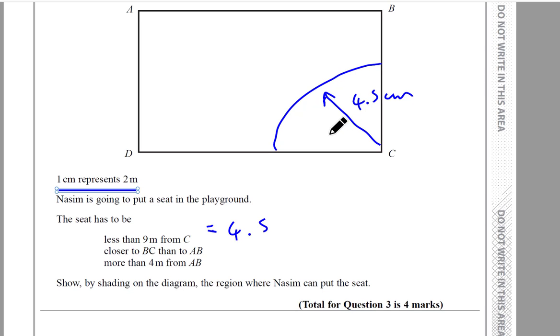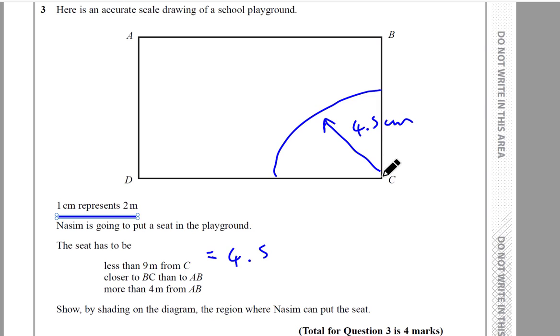Closer to BC than AB, and more than 4 metres from AB. So let's do that one first, that's going to be easier. So that's going to be 2 centimetres.